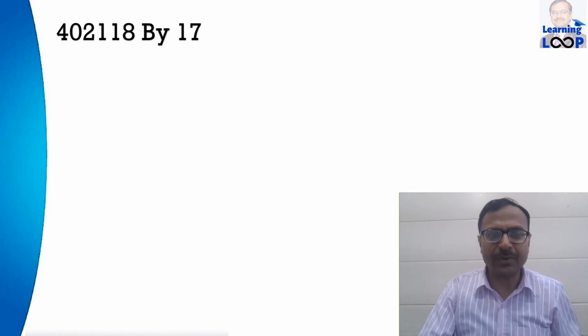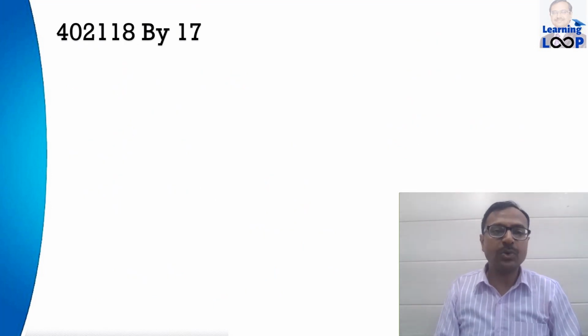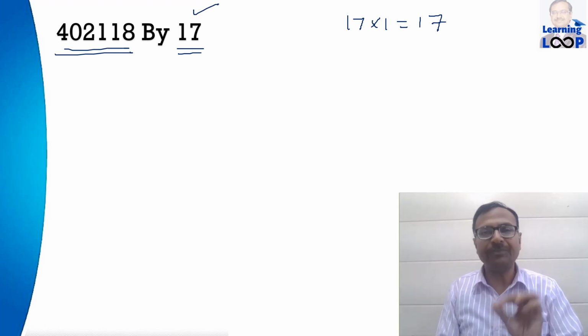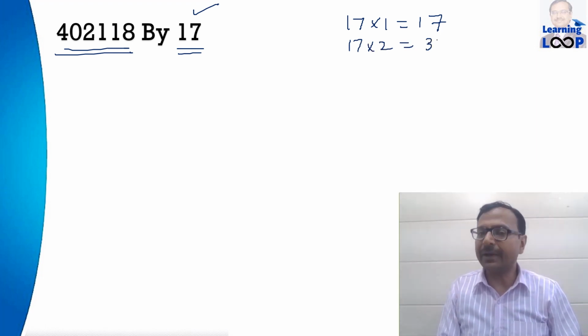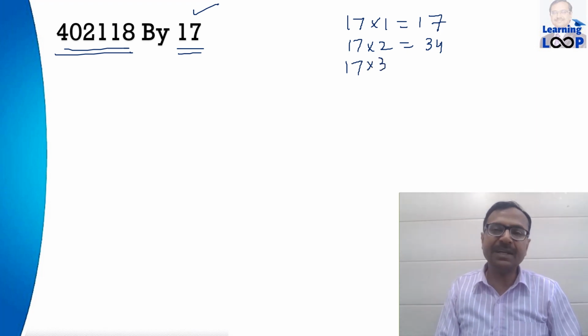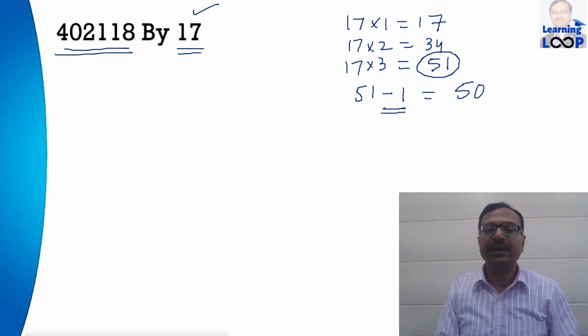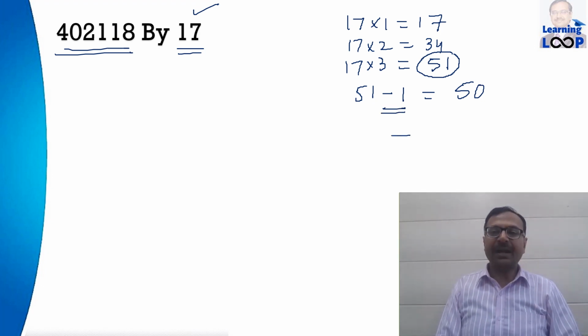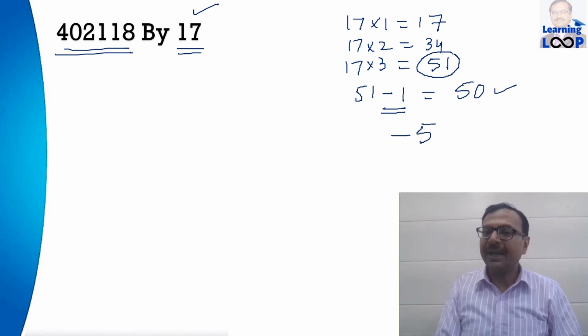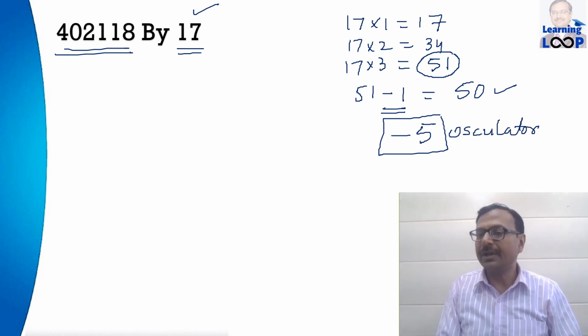Let's understand the oscillator concept by taking the example of 402118, and the divisibility is to be checked by 17. Now see, 17 one times is 17, which is away from the perfect tens. 17 two times is 34, again away from the perfect tens. 17 three times is 51. Now this is very close to 50. So if you subtract 1 from 51, you get 50. And since you subtracted 1, the oscillator will be negative. And 50 is 5 tens. And therefore the oscillator for 17 is negative 5. This is called the oscillator.